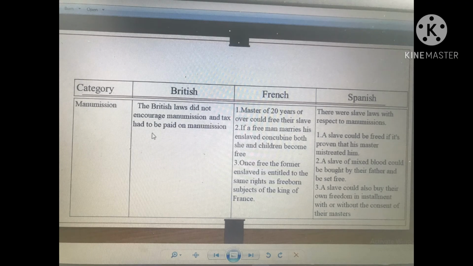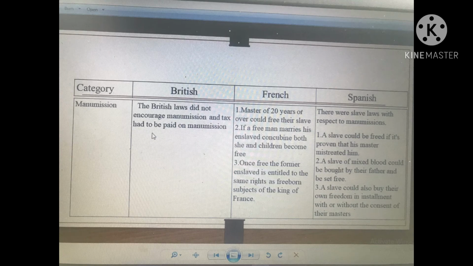How did each slave law treat manumission? What is manumission, you might ask? Manumission is the process by which an enslaved person would become free. Within the Spanish, there were slave laws with respect to manumission. A slave could be freed if it was proven that his or her masters had mistreated them.